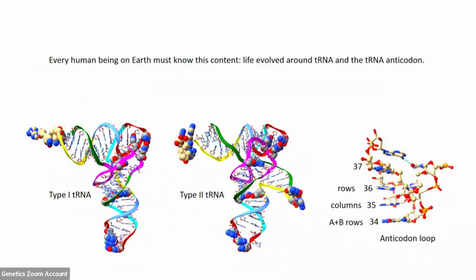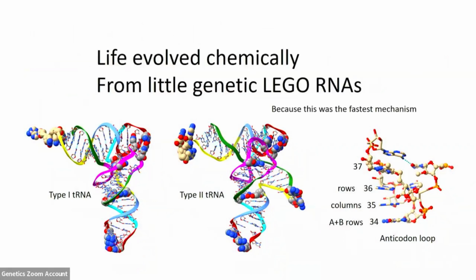Okay, life evolved around tRNA and the tRNA anticodon. And life evolved chemically from little genetic Lego RNA. And this was a surprise, at least to me. I wasn't expecting this. And I think this is the reason this was the fastest way to do it. If you try to evolve this molecule and this molecule by some kind of a chaotic process, you'll fail.